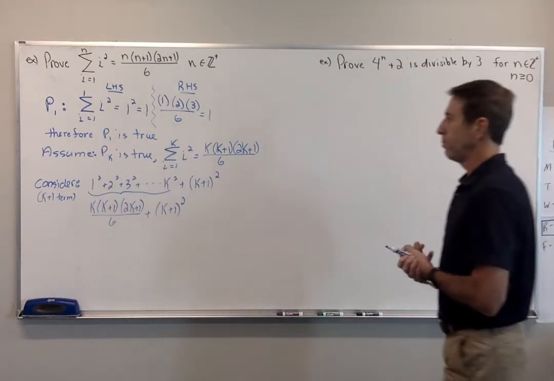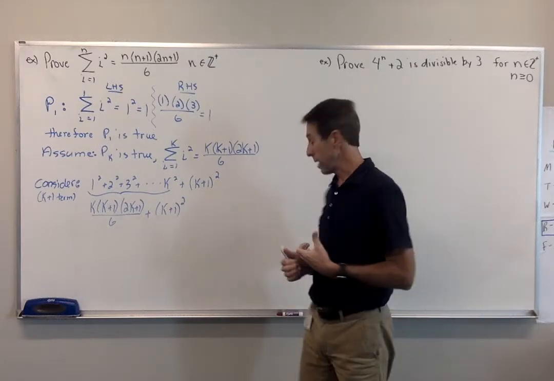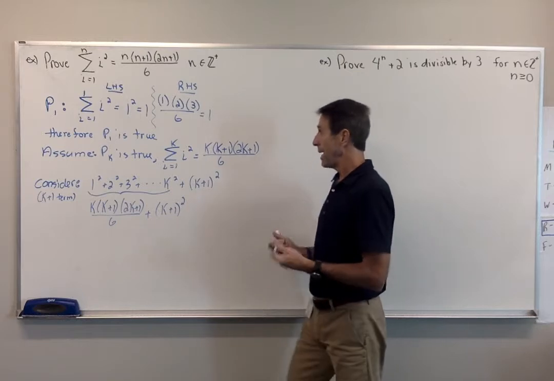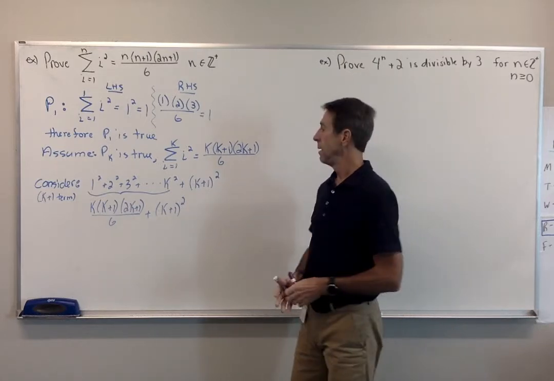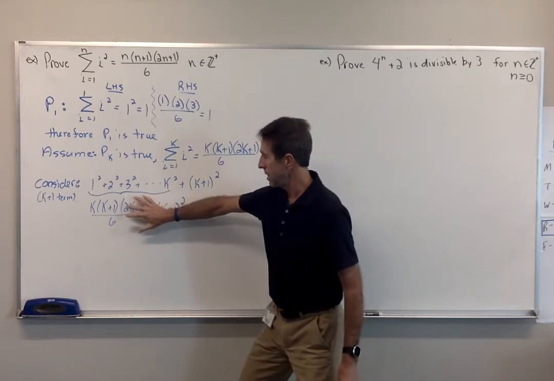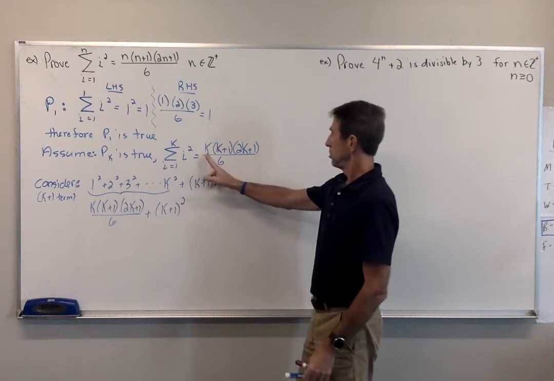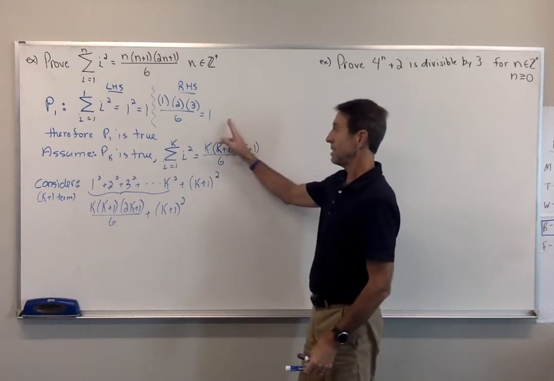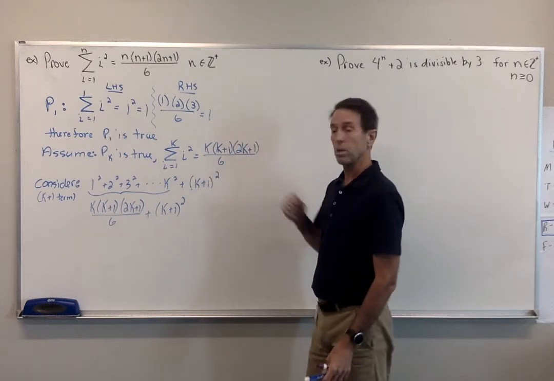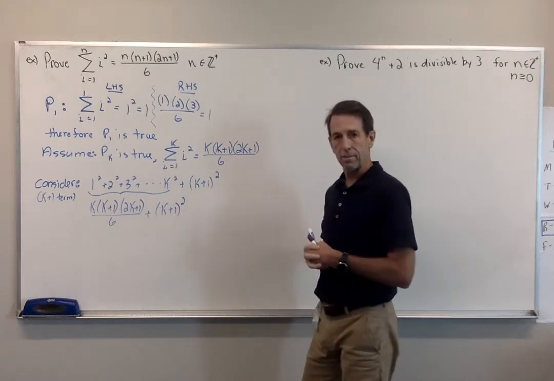Now, sometimes we need to pause and ask ourselves, what are we looking for? How do I know when I'm done? Well, here's what I'm hoping for. When I added this extra term, my hope is that I can take this and manipulate it so it looks like this, except wherever there's a k plus 1. So that's the trick. That's the inductive step.